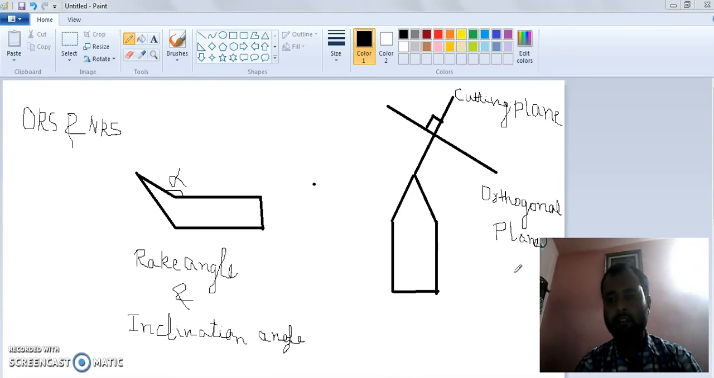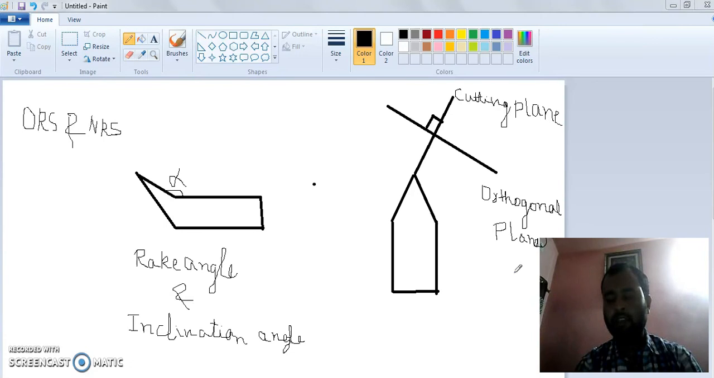So the first important thing is to communicate geometry to others and follow different tool designation systems. The second important thing is to derive the benefit of the different systems. Suppose I want to use the ASA system for some purpose, the NRS system for some purpose, and the ORS system for some purpose. I can take the advantage of all these standards in my whole project.